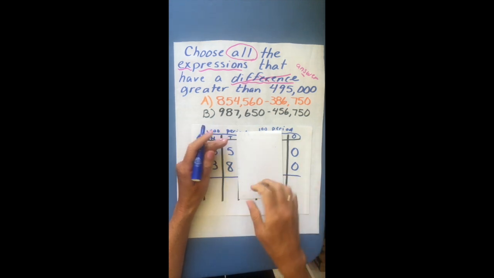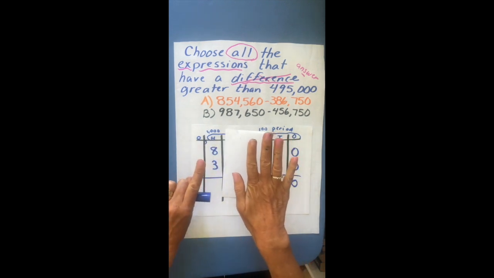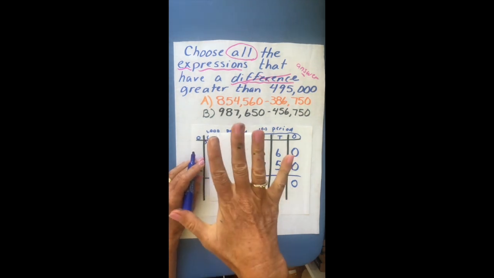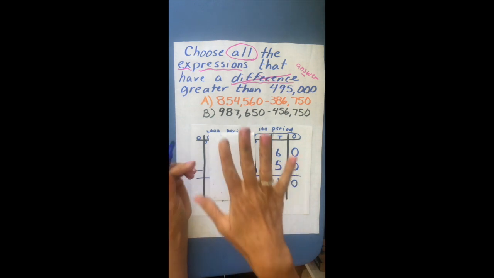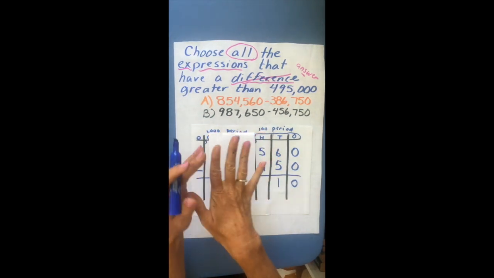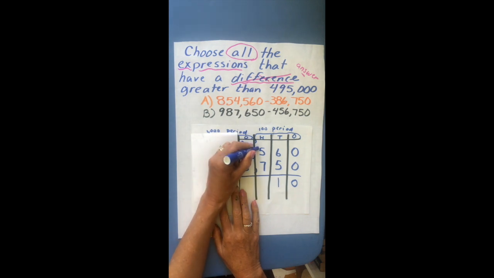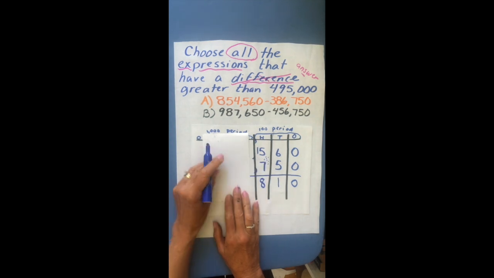I have 0. Can I take away 0? Yes, that's 0. I have 6. Can I take away 5? Yes, that is 1. I have 5. Can I take away 7? Now, a lot of people think the answer is 2 here, but remember, you only have 5. You can't take away 7 if you only have 5, so I have to go next door, grab 10 more. Now I can subtract: 15, 14, 13, 12, 11, 10, 9, 8. Now I can go to the next column.